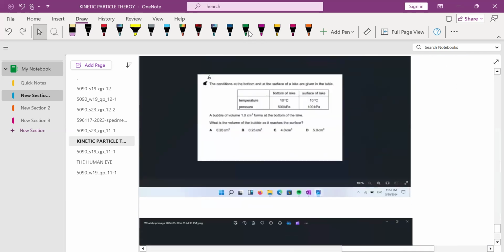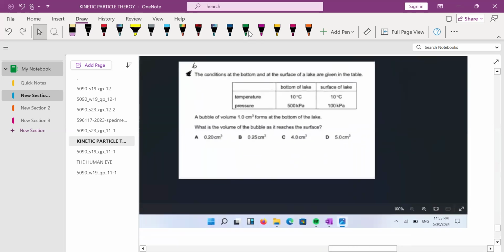Then let's move towards question number 6. The conditions at the bottom and at the surface of the lake are given in the table. The bottom of the lake temperature is 10 degrees Celsius and pressure is 500 kilopascals. And at the surface of the lake, the temperature is 10 degrees Celsius and the pressure is 100 kilopascals. So a bubble of volume 1.0 centimeter cube forms at the bottom of the lake. What is the volume of the bubble as it reaches the surface?